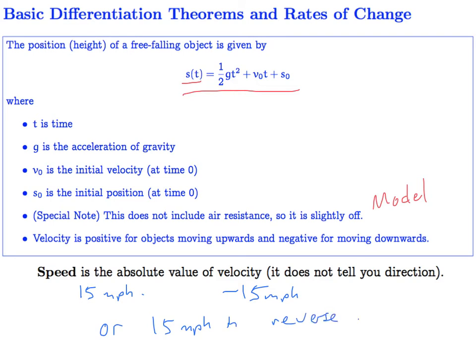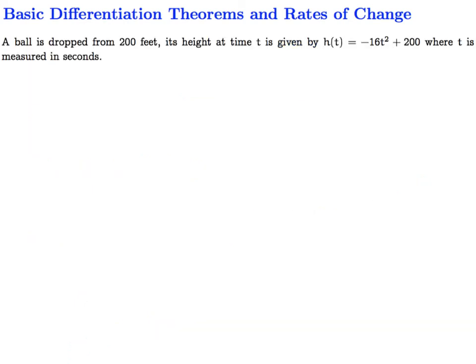Okay? Do not say negative 15 miles per hour in reverse, because if you think about it, if you're moving negative 15 miles per hour in reverse, that's the same as moving 15 miles per hour forward. Think about this one for a little bit. I'm sure you'll get it. But right now what we want to do is make use of this formula and see how we can use this to help us solve some problems.